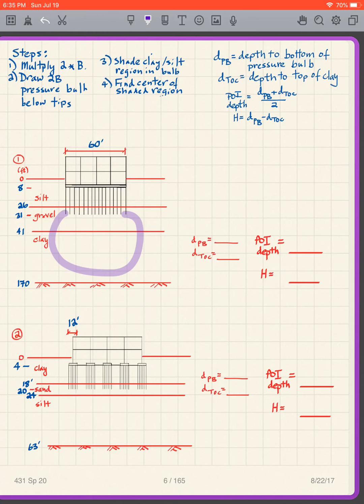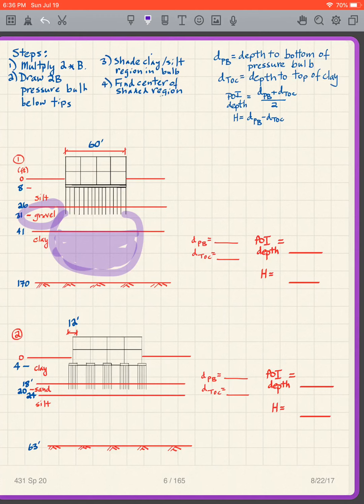Then what do we do? Then we're going to shade the clay or silt region in the pressure bulb. Well, in this particular case, what are we seeing? This is the clay in that region. This is gravel. We do stress the gravel, but the gravel does not compress very much. Compared to the clay, the gravel doesn't compress at all.